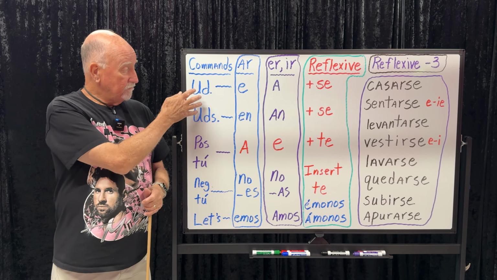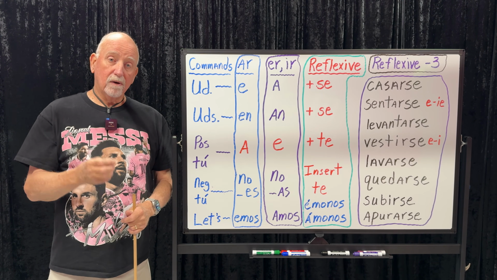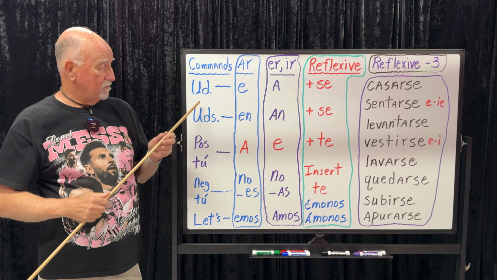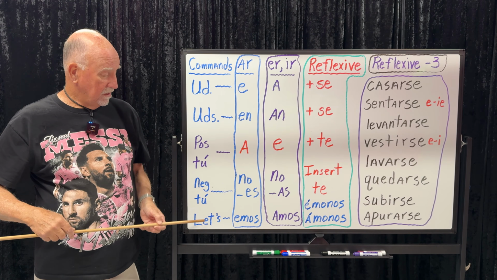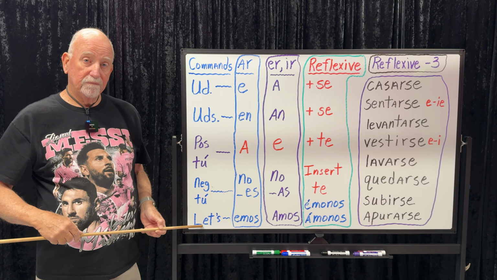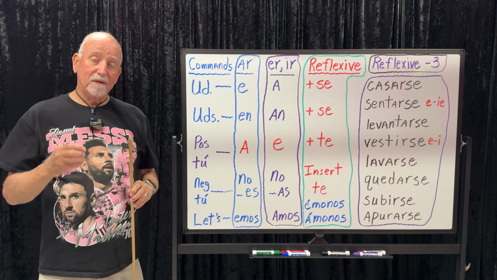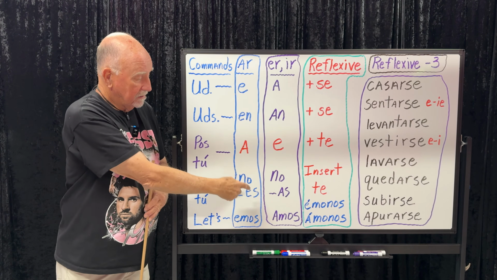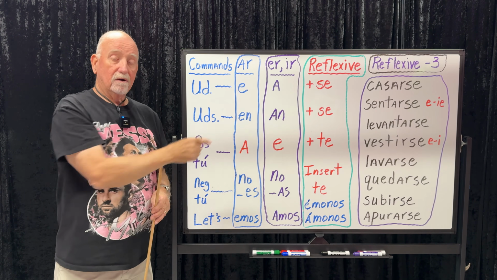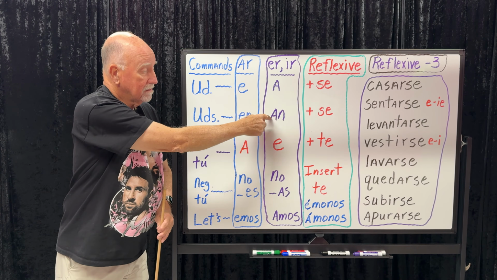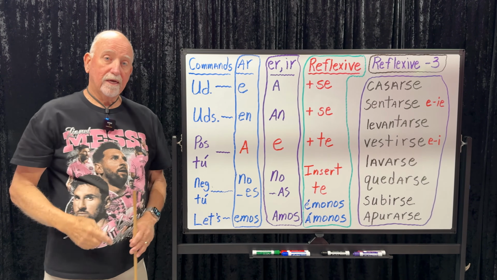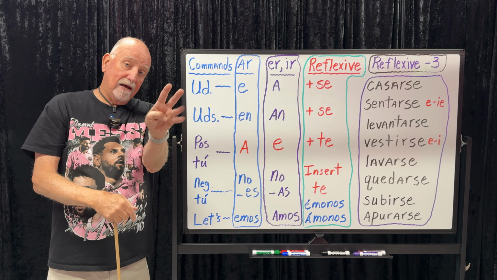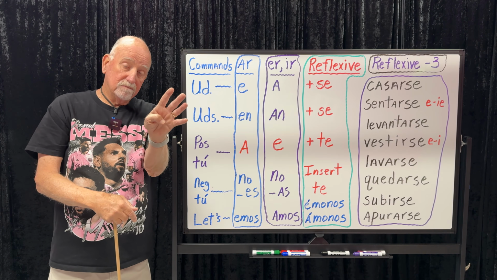Now, we know that four of our commands are all opposite vowel. The ones that are opposite vowel are the usted, ustedes, the negative tú, and the we, the let's form. Again, 4 of the 5 commands are opposite vowel. Opposite vowel for AR verbs is going to have an E in it. Opposite vowel for ER and IR verbs is going to have an A. Okay? We do know that of the 5 commands, 4 are opposite vowel, just like verb number 8, present subjunctive.